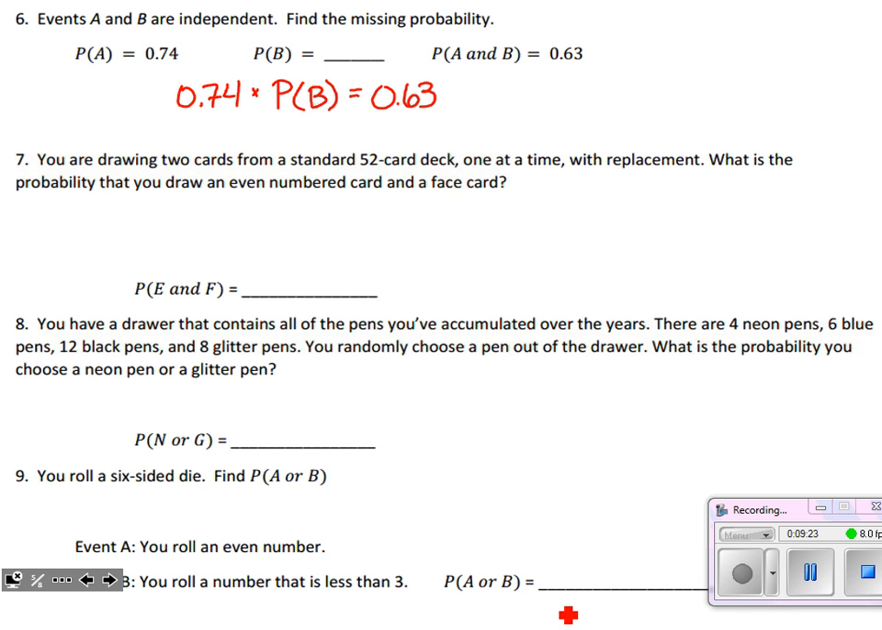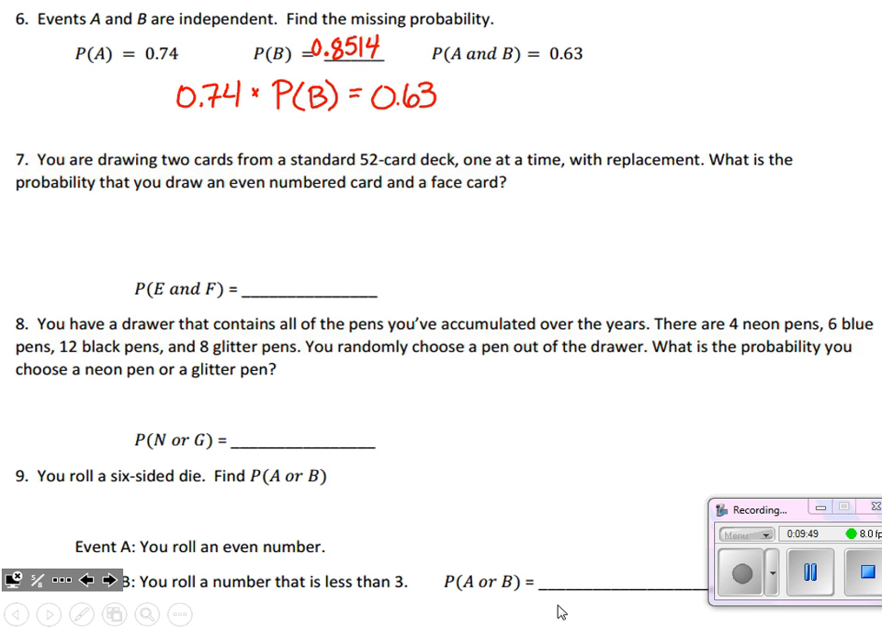And I'll just divide away the 0.74 from each side, and I find that the probability of B has to be 0.8514. And I should call that 0.8514. I mean, we should know that probability has to be between 0 and 1, so we should know where the decimal point goes. But sometimes that 0 out front helps us find the decimal point.